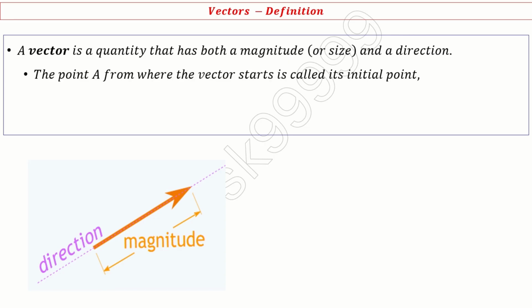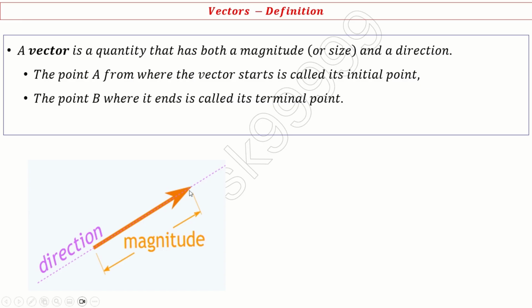If you are representing a vector with an arrow, the size of the arrow represents the magnitude of the vector. The point A from where the vector starts is called the initial point. That is the tail. And the point B where it ends is called the terminal point.